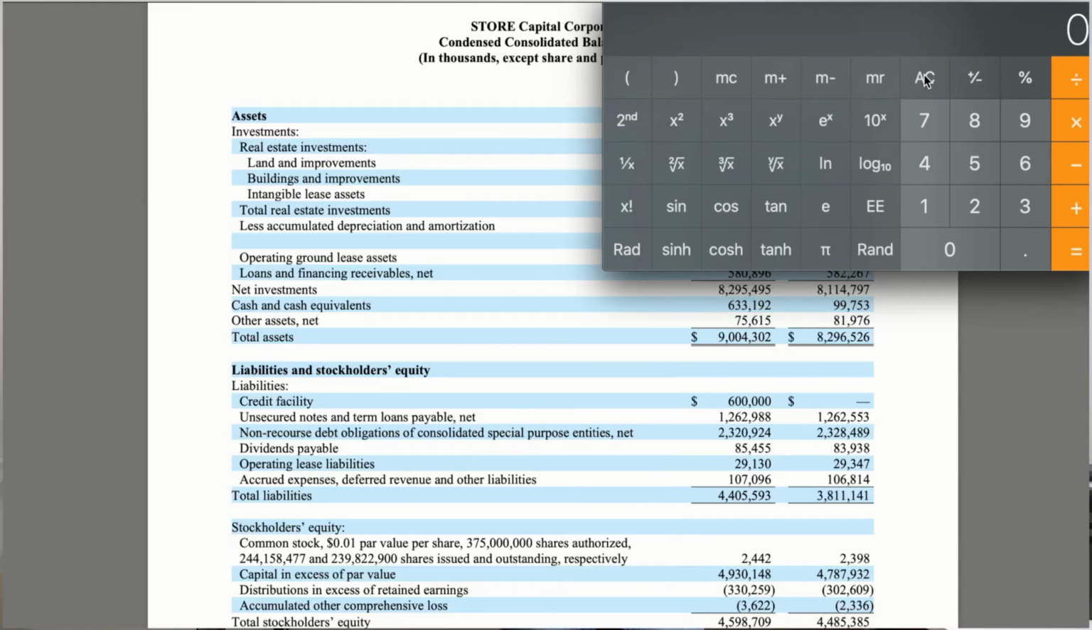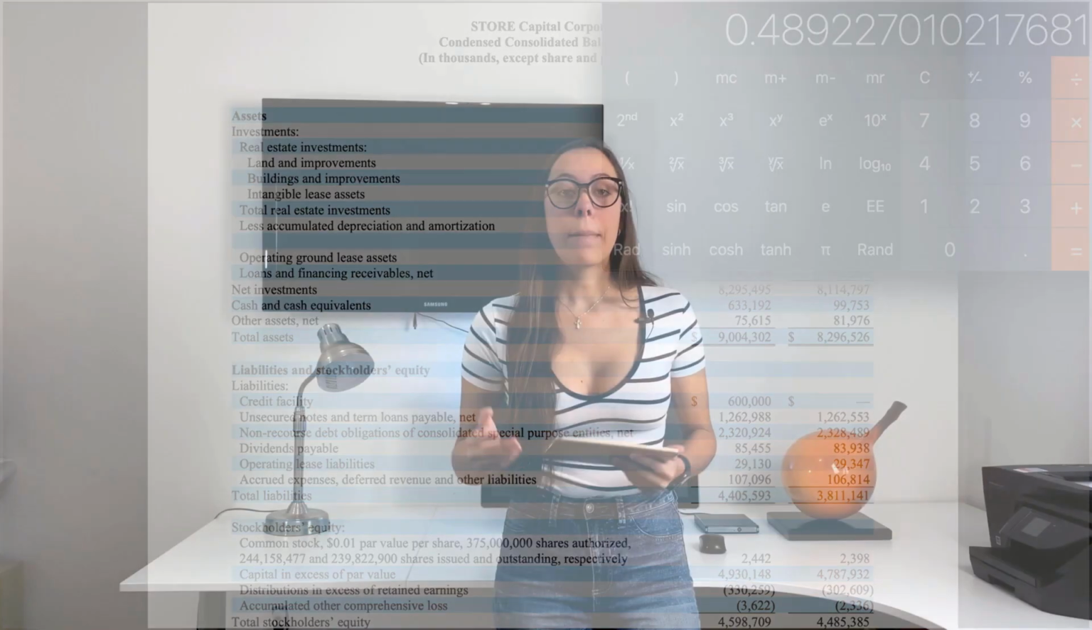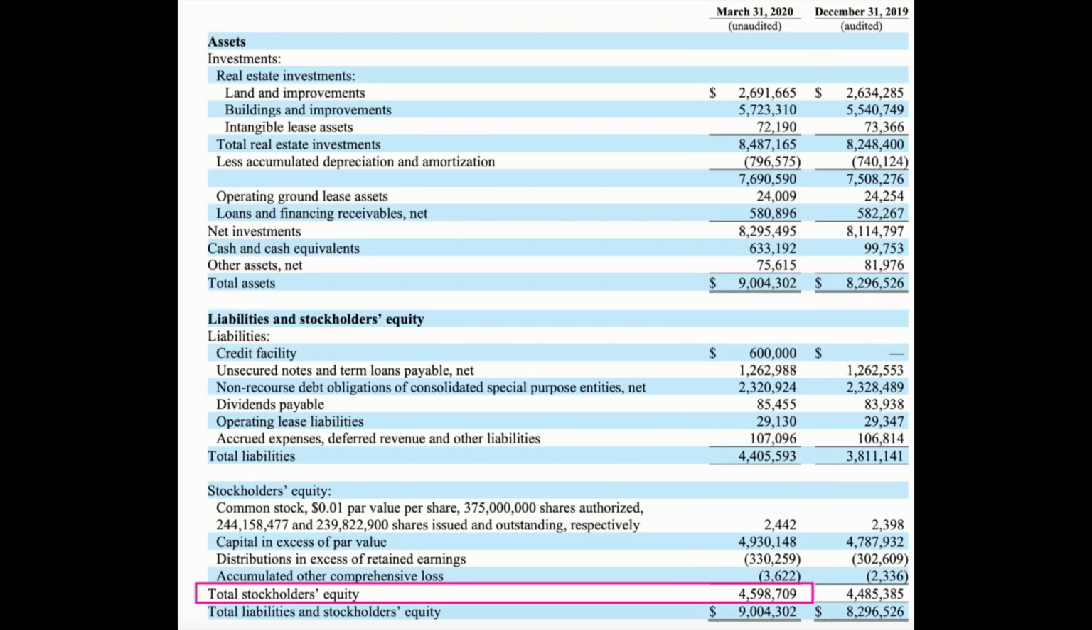Now, let's do some calculations here. If we divide their total liabilities of $4.41 billion by their total assets of $9 billion, we get a total debt to asset ratio of 0.49. Basically, what this ratio tells us is that this company has 49% of their assets financed by debt, which for me is very healthy to see this ratio around 50%. This leaves us with an equity of $4.6 billion.